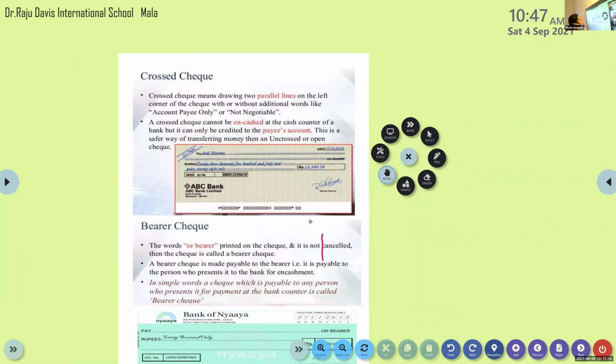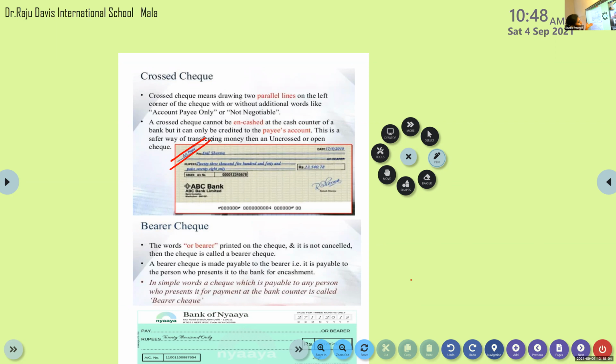Crossed check. Crossed check means that if in the check you give two parallel lines, on the top left corner here or somewhere, wherever you give two parallel lines. You just give two parallel lines. Mostly it is here. This means that the bank will not give you money at the counter. They will only transfer this to your account. Did you get me? Which is a safer mode of transfer. So it is safe.